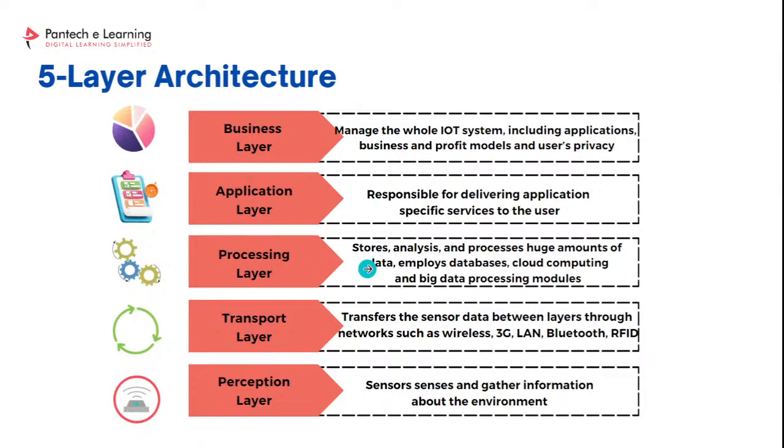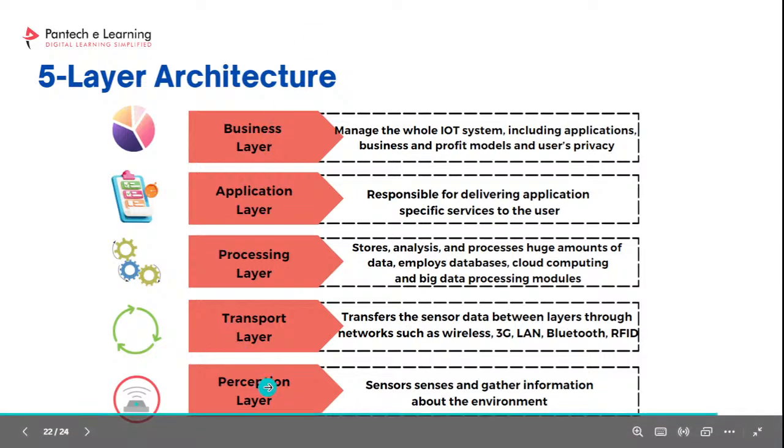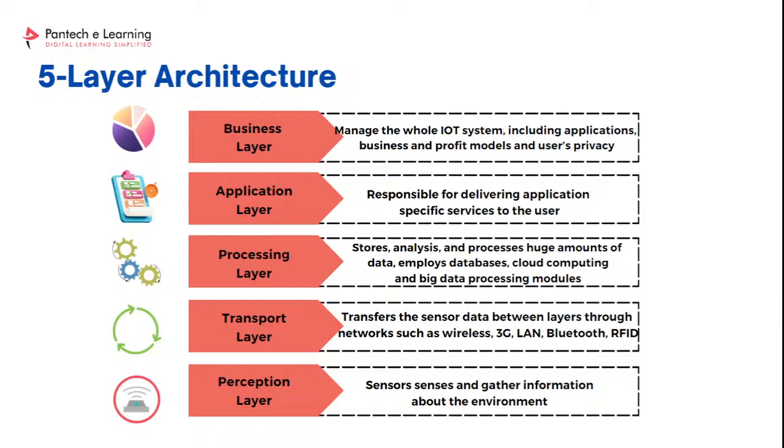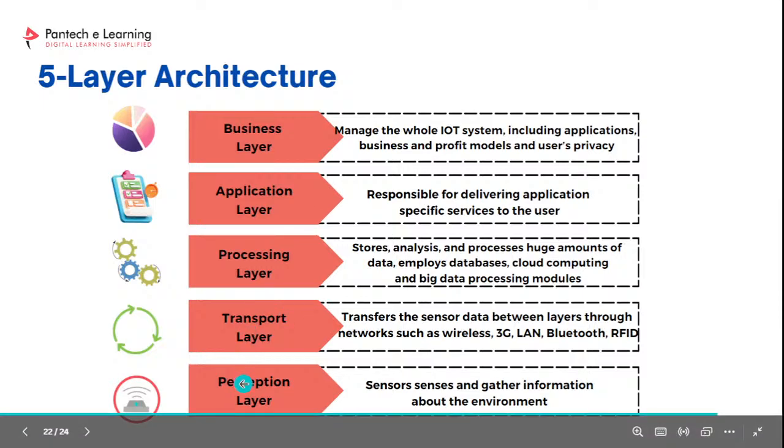So the difference mostly comes with respect to the processing layer, transport layer and business layer. Where we had three layers in the earlier task, I am talking about the perception layer and application layer, we have just broken this down so that we have easier operation or a smoother system. So now the perception layer remains the same. It gathers information from the sensors.